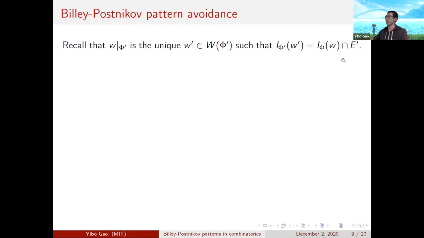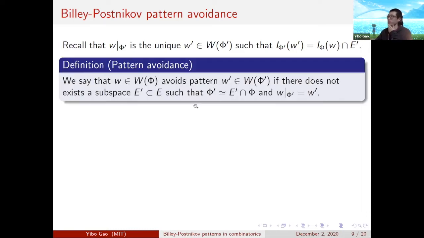Also, just to recall from the last slides: the restriction to phi prime is the unique W prime in the smaller Weyl group such that its inversion set is the restriction of the inversion set. And as you may guess, we'll say that W, which lives in the larger Weyl group, avoids the pattern W prime in the smaller Weyl group if there does not exist a subspace such that your restriction is the pattern.